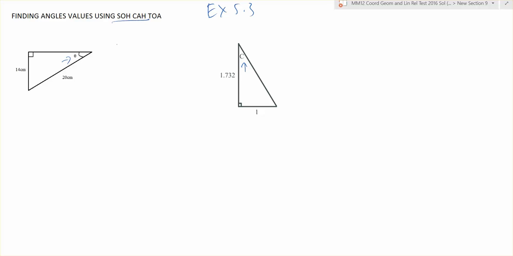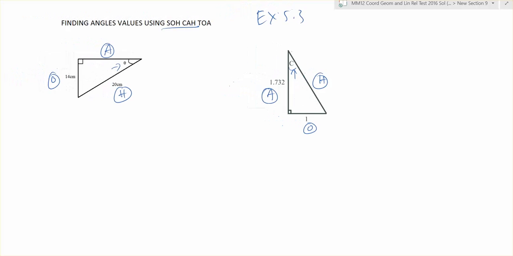Again, with trigonometry, we always identify our sides. So this is opposite the angle, this is obviously the hypotenuse, and this is the adjacent side. I can do the same for the second triangle. We know that C is the angle, opposite C is 1. The hypotenuse is obviously the longest side, and this 1.732 is obviously the adjacent side.